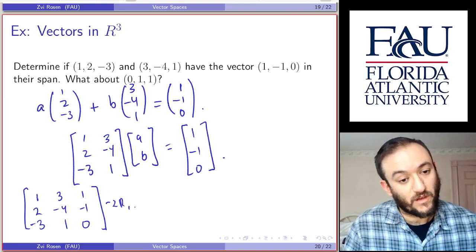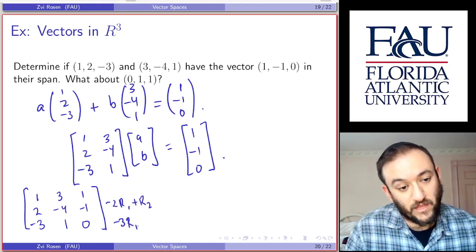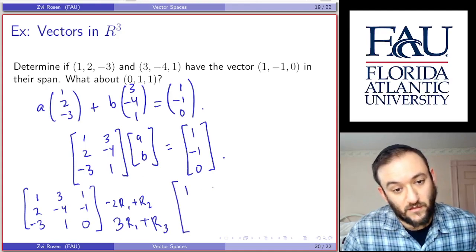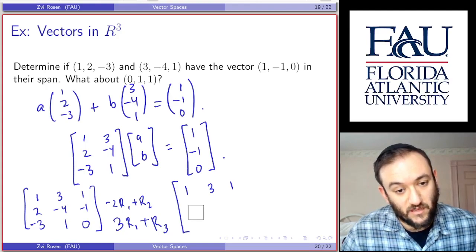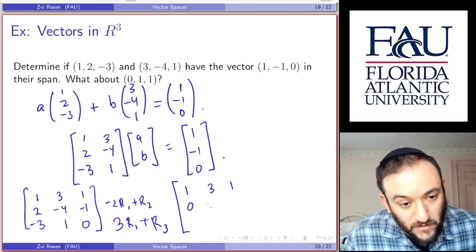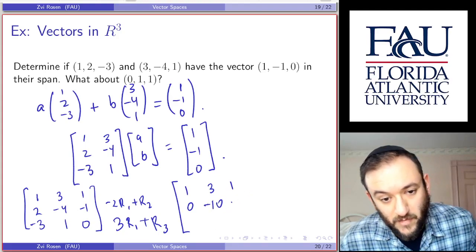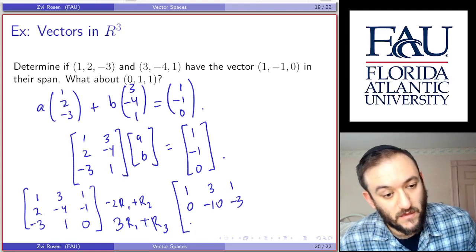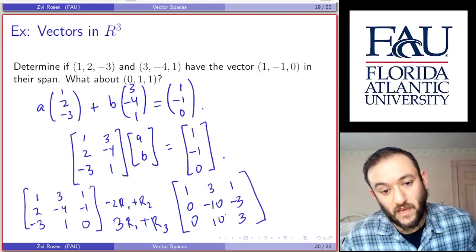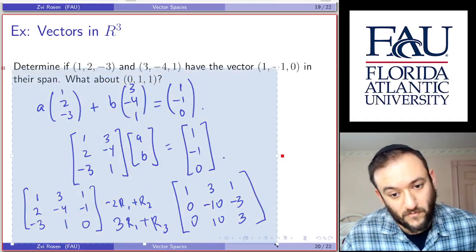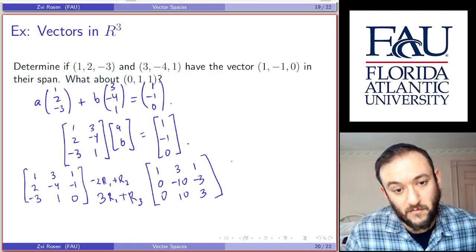So we have -2 row 1 plus row 2, and, sorry, it should be +3 row 1 plus row 3, and we get 1, 3, 1; 0, -10, -3; and 0, 10, 3. Clearly we can just ignore the third row because it's a restatement of the second row. What this tells us is that -10 times b is equal to -3, which means that b is equal to 3 over 10.